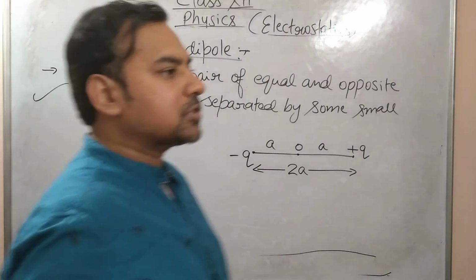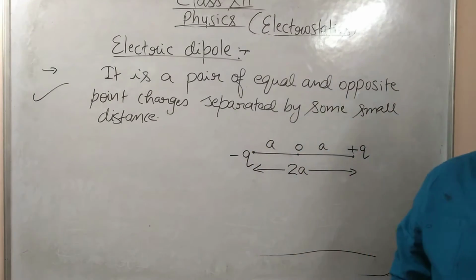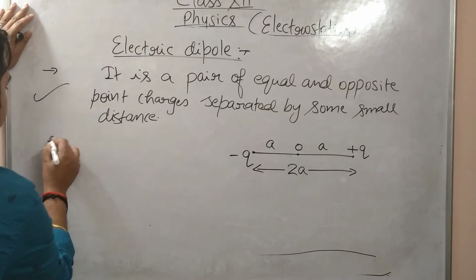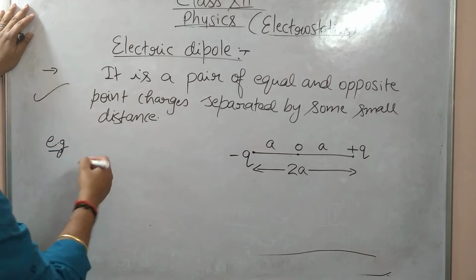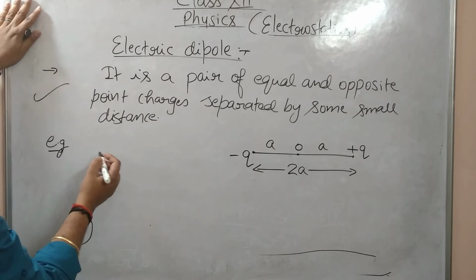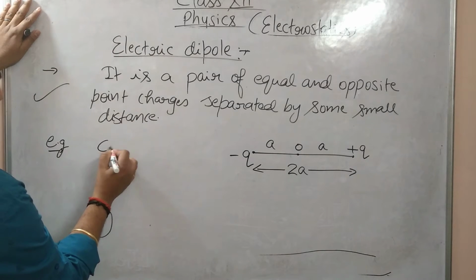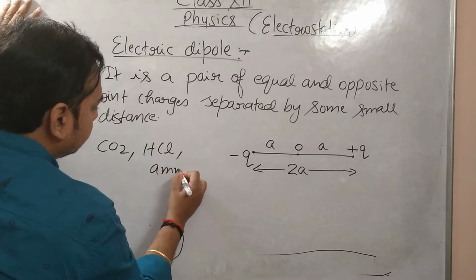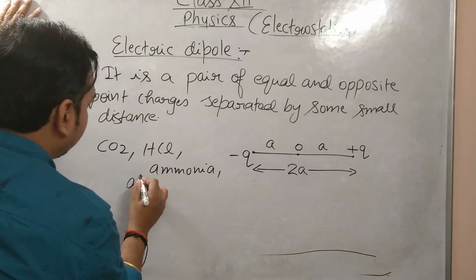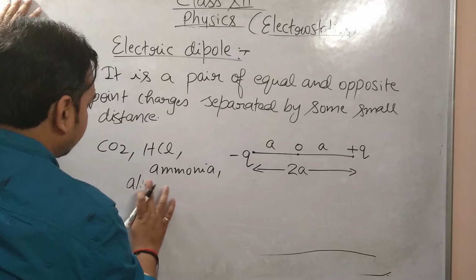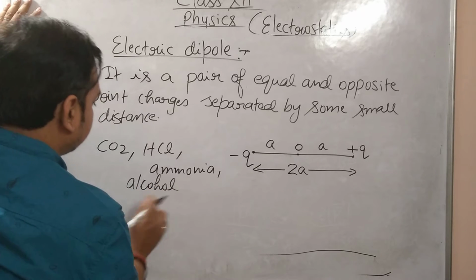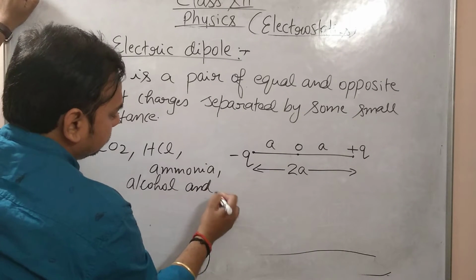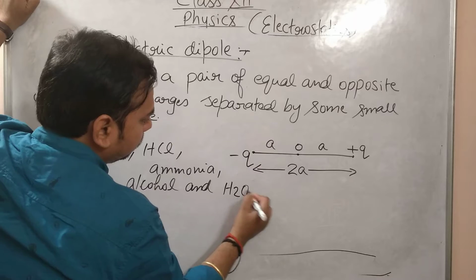What are the practical examples of electric dipole? Practical examples of electric dipole are some atoms and molecules like CO2, HCl, ammonia, alcohol, and H2O, etc.